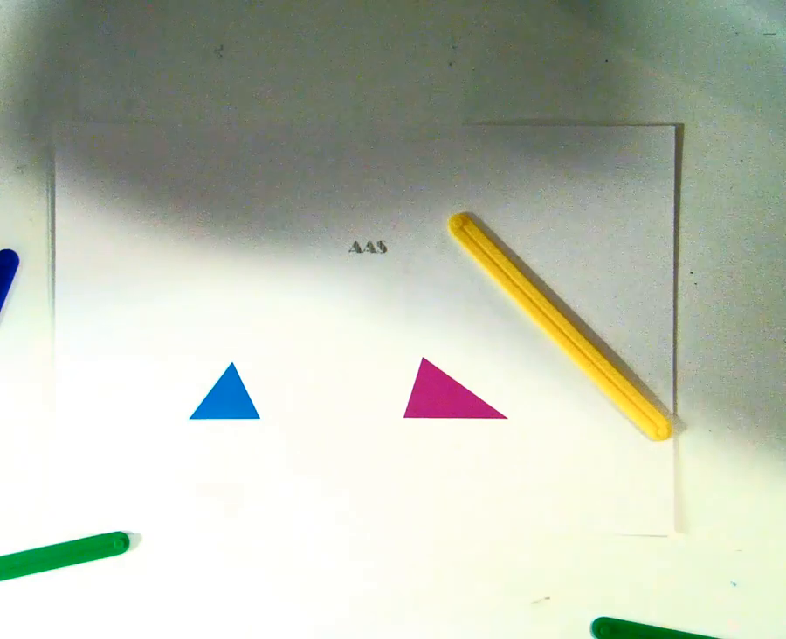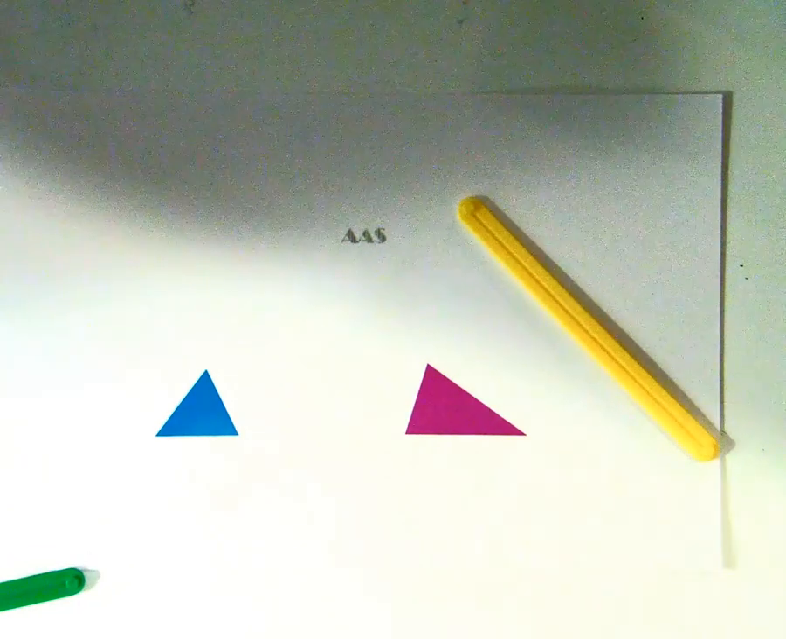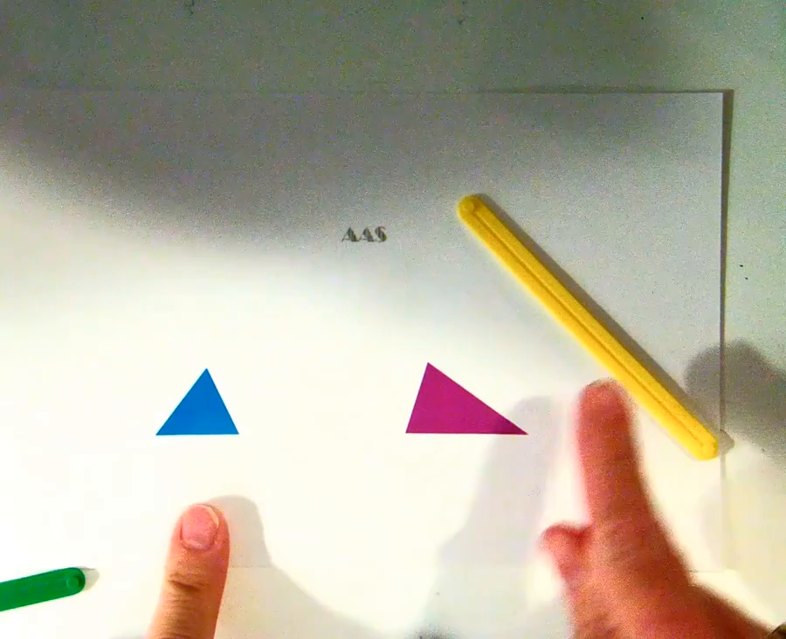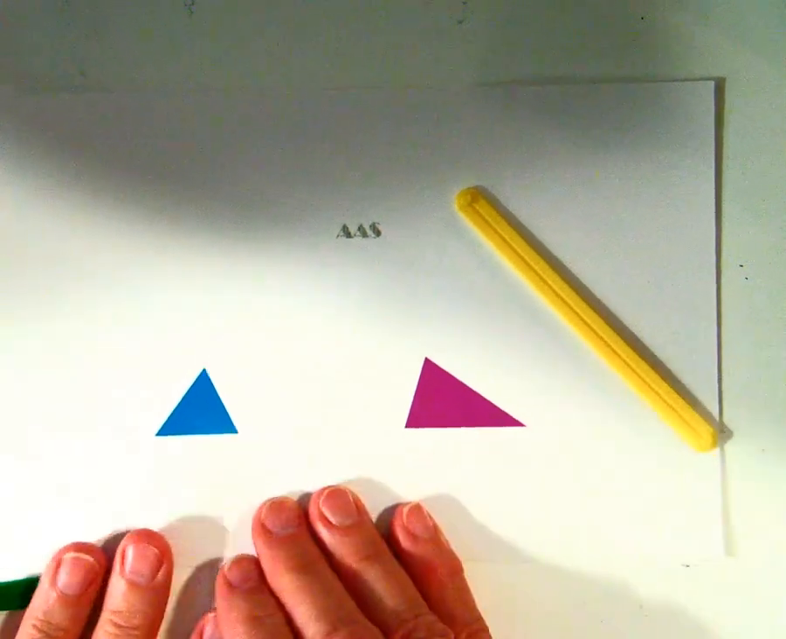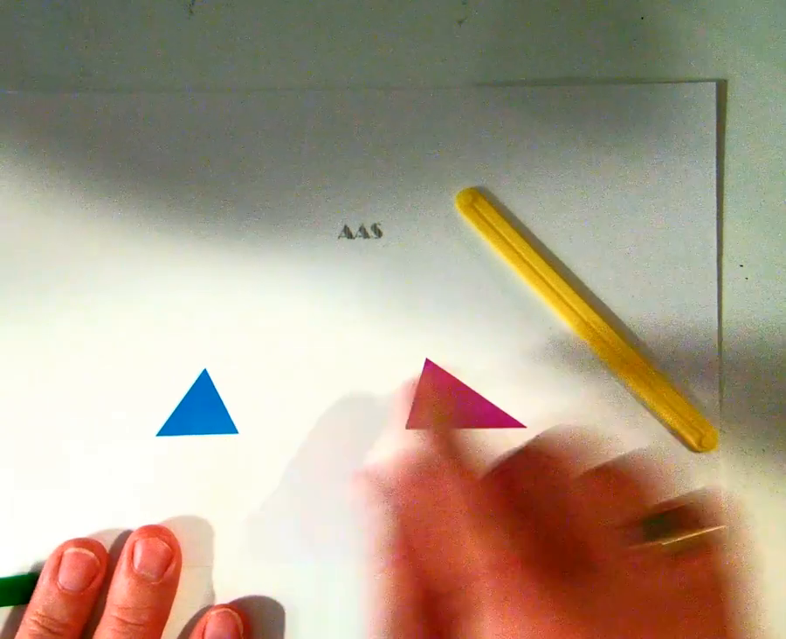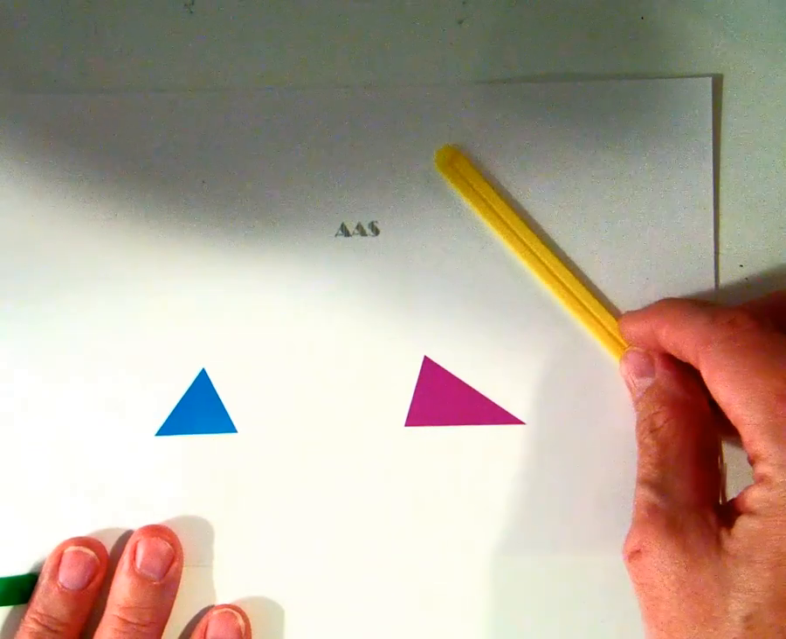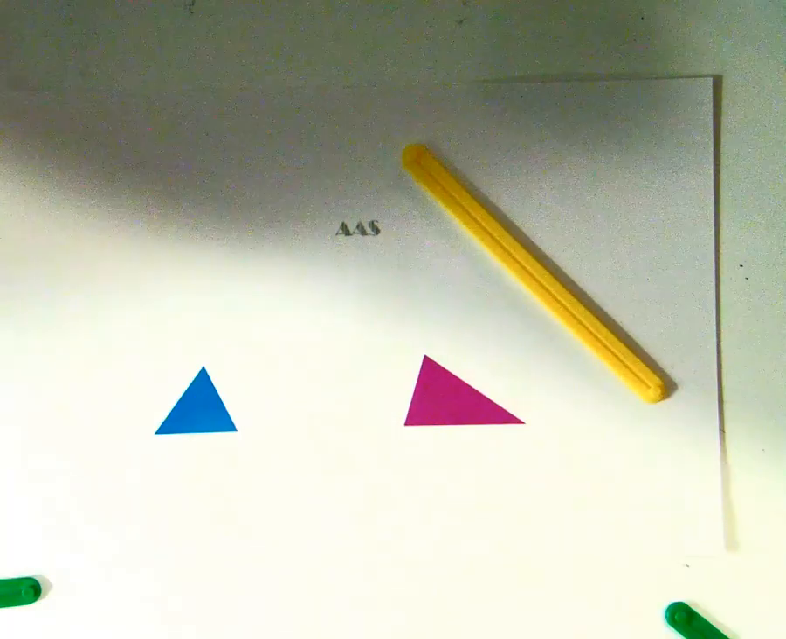Now we'll look at another way with two angles. But this time it'll be two angles and a side. Okay? And the side will not be included. So I need to have these two angles. They might be that close or they might not be. And then this side. So angle, angle, side. Let's see what that'll look like.